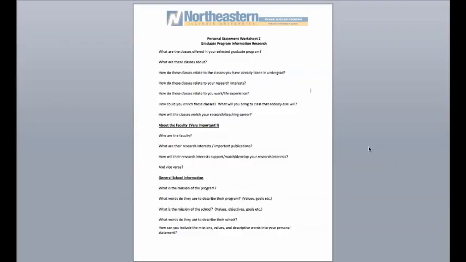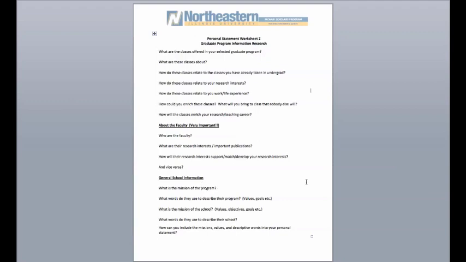So this is personal statement worksheet number 2, of course, going along with personal statement worksheet number 1, and of course fitting into module 2 of writing a convincing admissions essay. This worksheet goes into a little more about finding out about the faculty and getting some general school information. One of the important things I want to point out about the general school information is that you want to make sure you find out what the mission of the program is, okay?